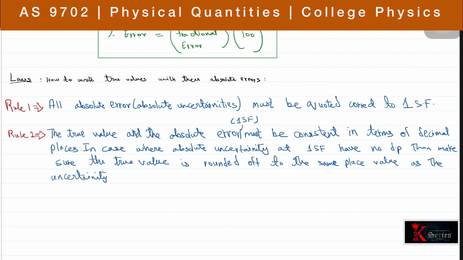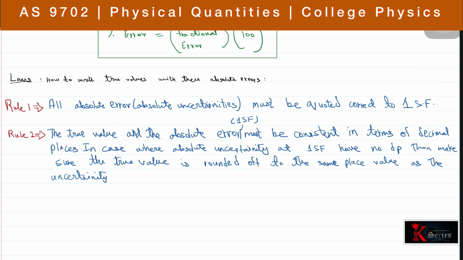For example, if the absolute uncertainty was only 5, then we would have rounded off 25.0 to the same place value as the absolute uncertainty, so it would also become 25, right? Because they're both rounded off to the same place value now. So these are the two rules which we need to remember when we're writing the physical quantities.